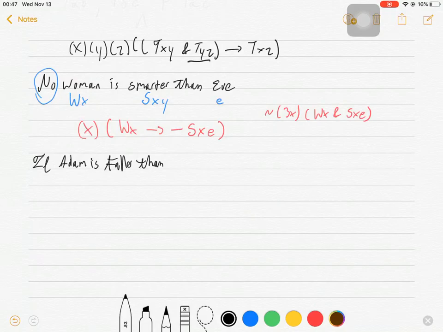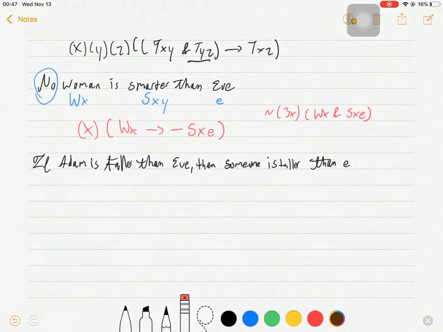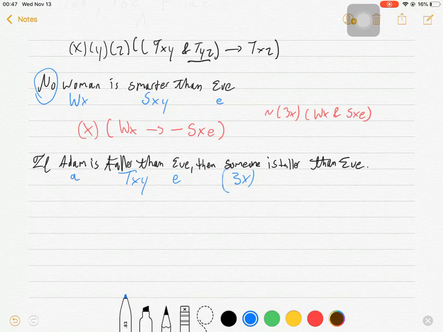If Adam is taller than Eve, then someone is taller than Eve. Well, what do we have? We have Adam, that's a particular person. We have a taller than relation. We have a particular person, Eve. Someone, that's going to be an existential claim of some sort. Another taller than claim, and then Eve again.